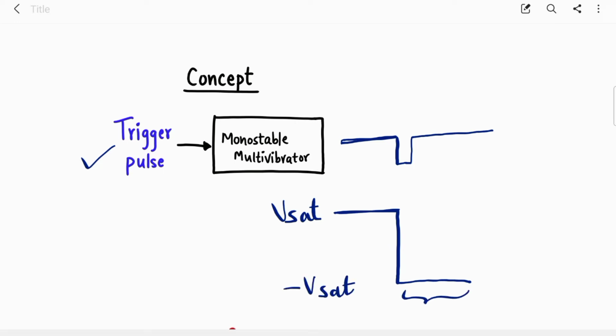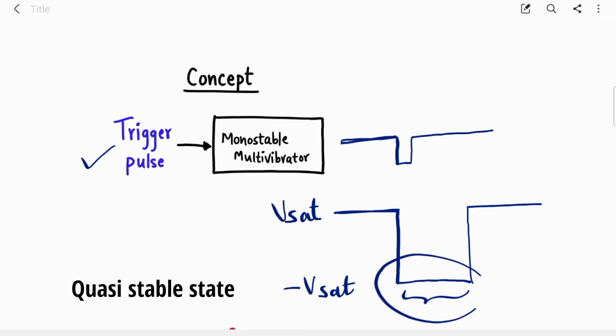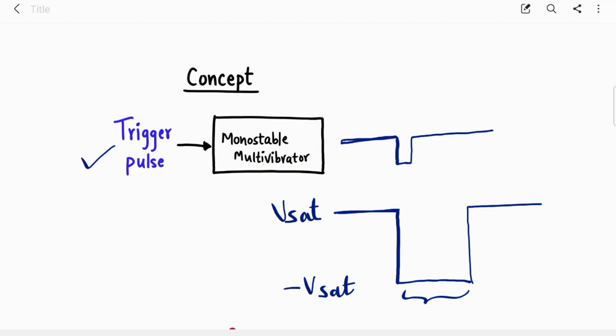Okay, so this state is known as quasi stable state. This is temporary stable state. Okay, because it is going to jump from minus Vsat to plus Vsat again. For a particular time period, it will remain in this state and it will return to its original stable state, that is plus Vsat. So if you again apply trigger pulse, it will again go to minus Vsat for some time and then it will return to plus Vsat. Okay. So this is the core concept.